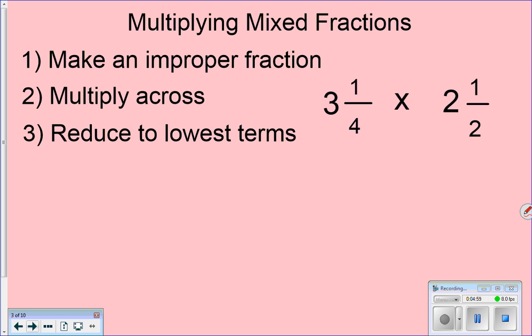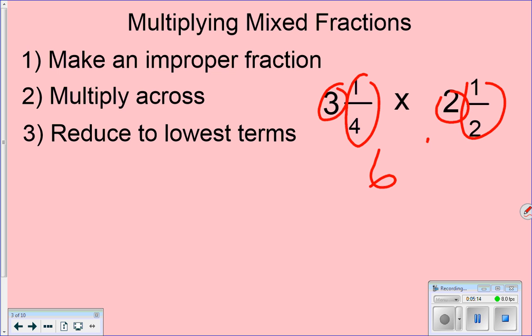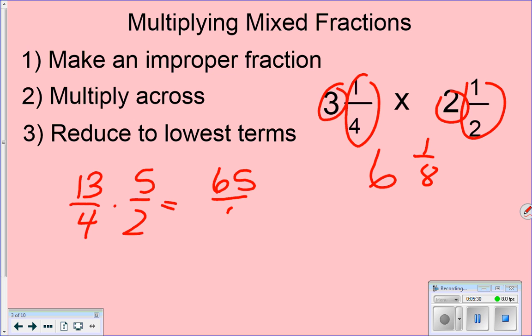Good? All right, what about multiplying mixed fractions? You have to turn them into improper fractions. I can't tell you how many times people will get here and say, well, I'm just going to multiply my whole numbers, and then I'm just going to multiply these. That does not work. You have to change to improper fractions. So this one would be 13 over 4 times 5 over 2. I really can't reduce, but I get 65 over 8.